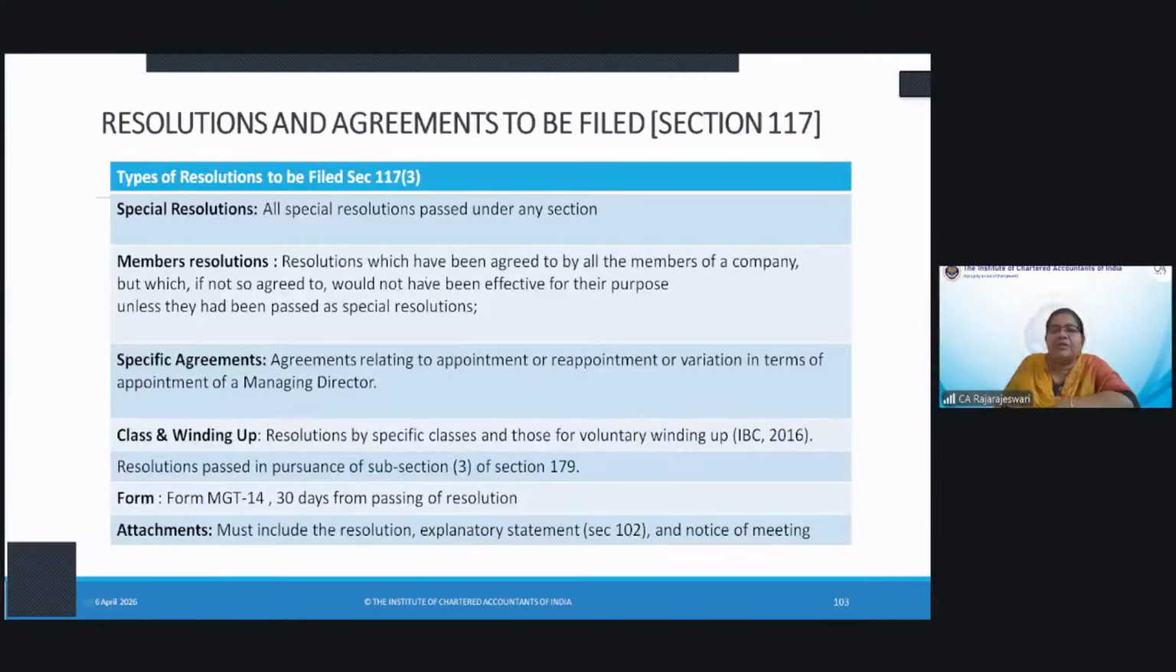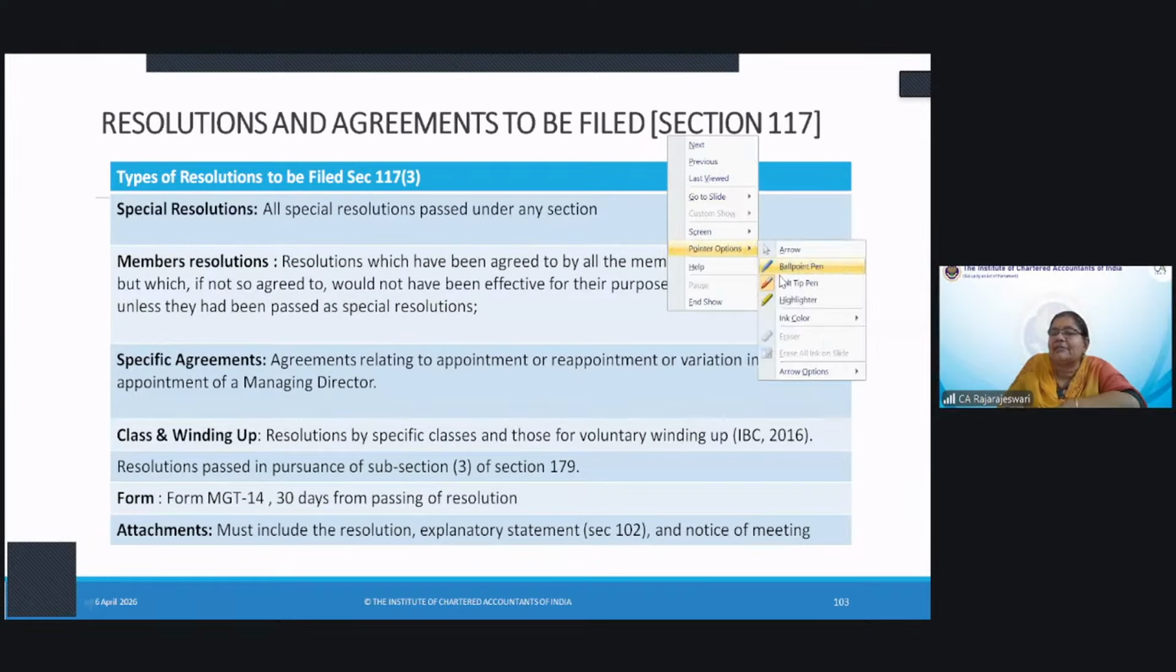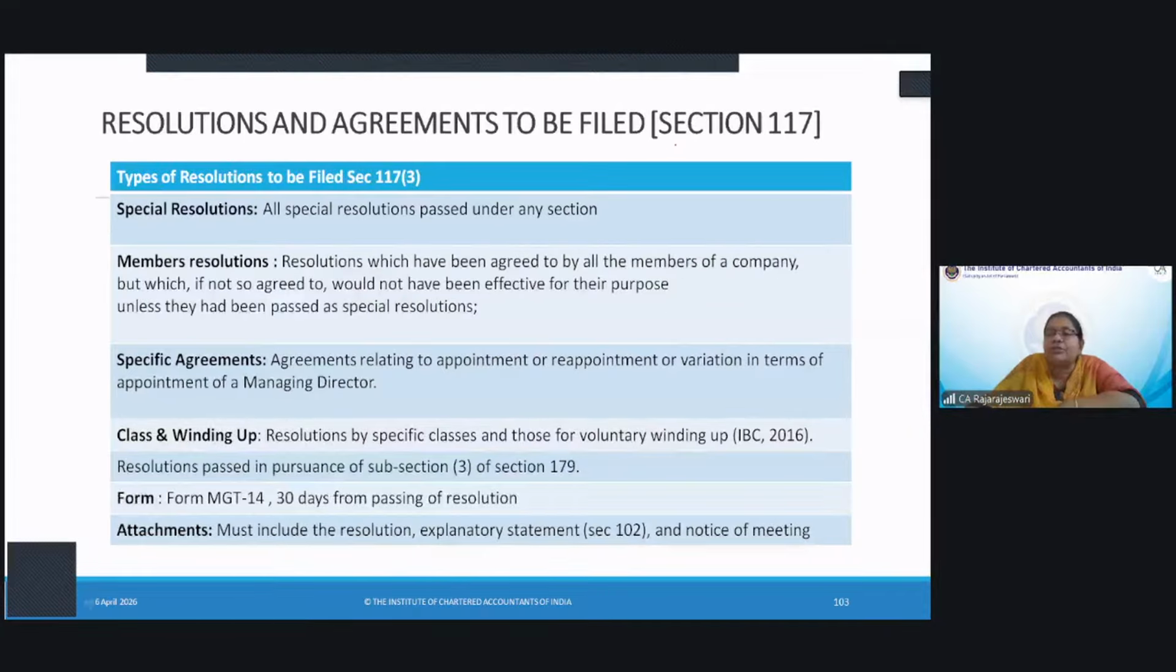Then, what are the resolutions and agreements that you should have to file with the registrar? Any special resolution that you pass should have to be filed with the registrar. So, ROC, you have to file it within 30 days of passing that resolution. What are the resolutions that you should have to file with the registrar? All special resolutions passed. Special resolution means votes cast in favor is 3 times the votes cast against the resolution.